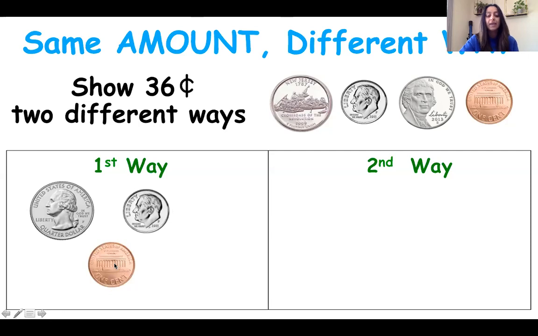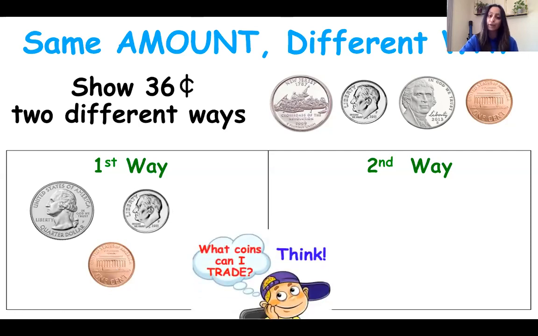Nice job. Now I have to trade. I have to show 36 cents another way. So I have to think, what coins can I trade? I think I'm going to trade this first quarter.